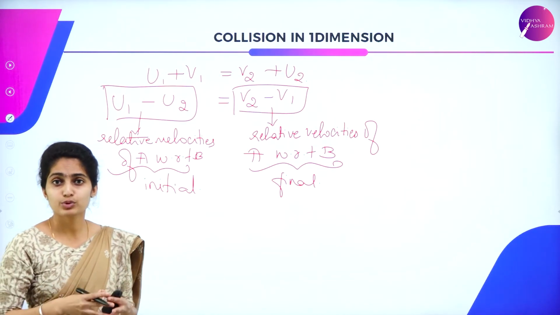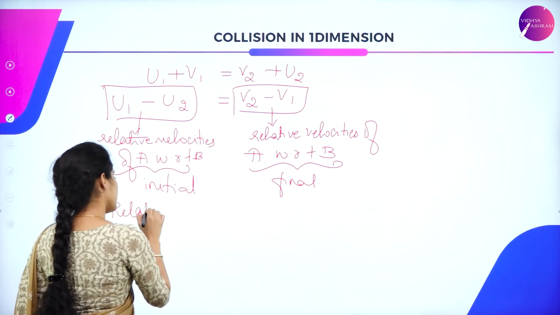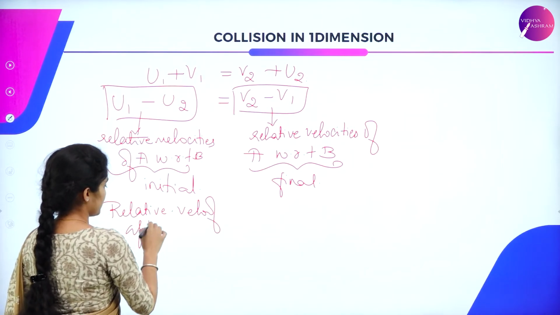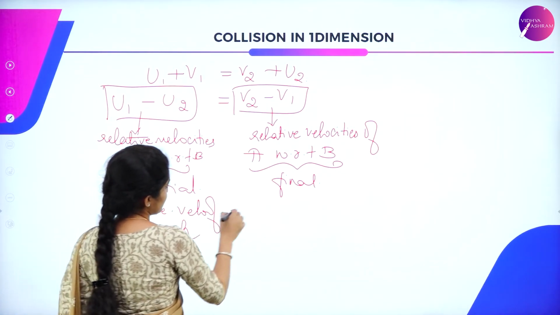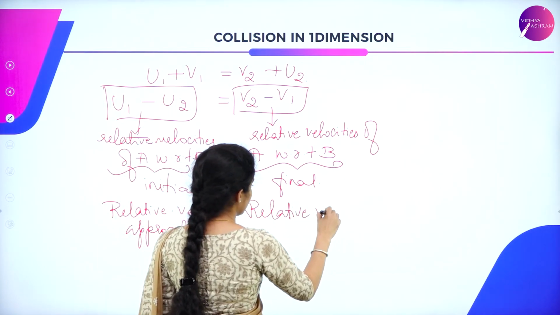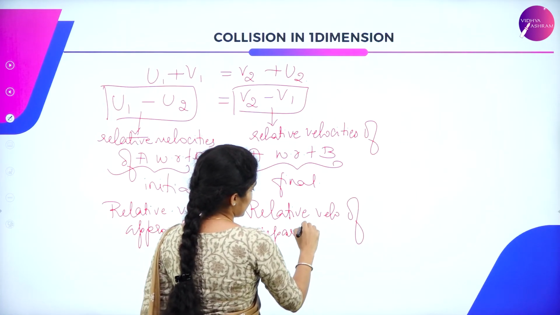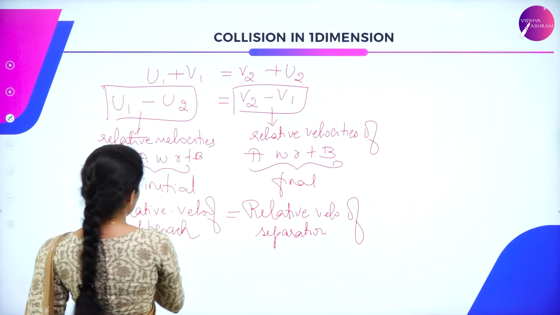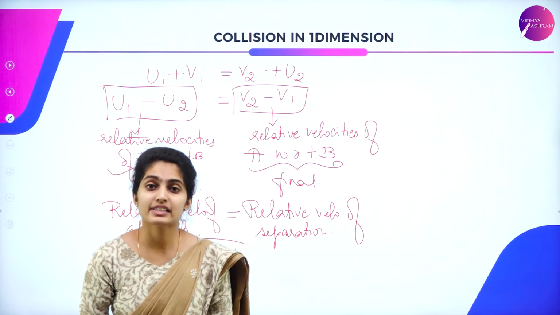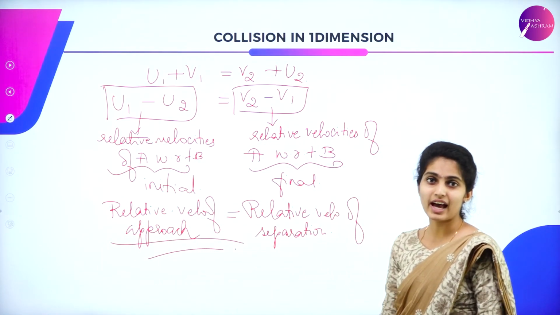Now, we will have to check that the relative velocity of approach is equal to the relative velocity of separation. Relative velocity of approach is equal to the relative velocity of separation. Now, let us calculate the final velocities, that is V1 and V2.